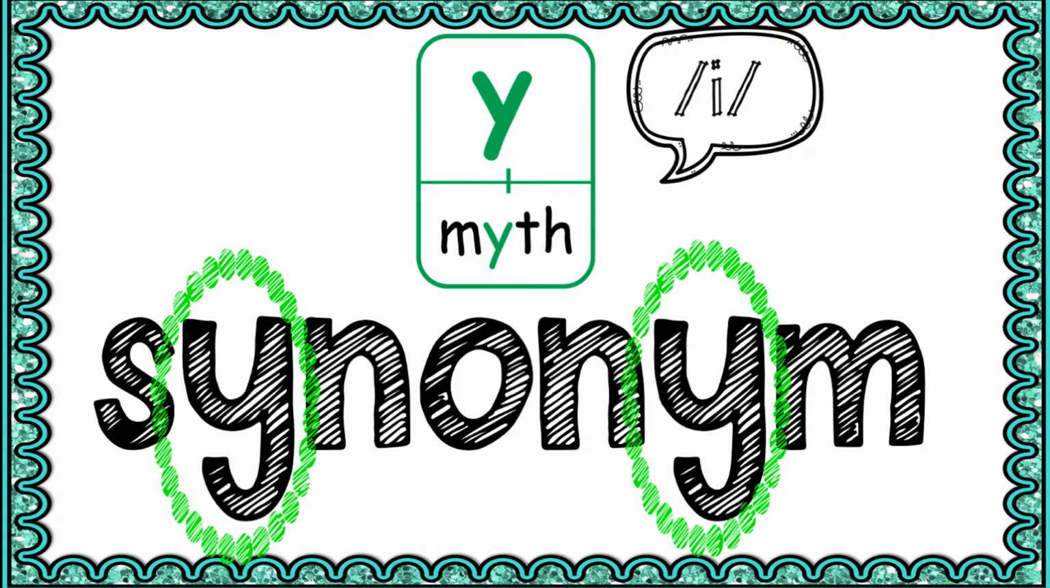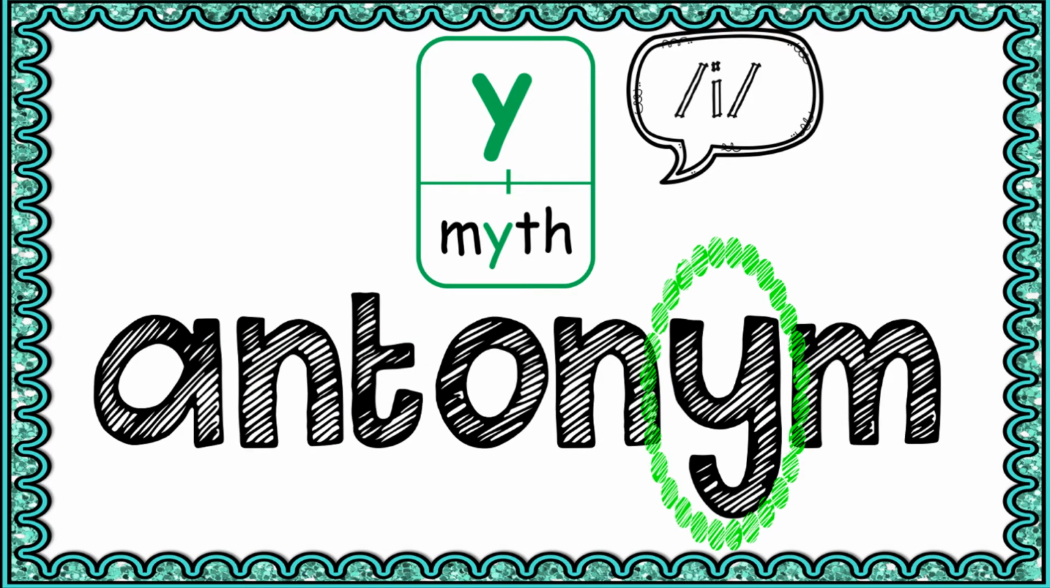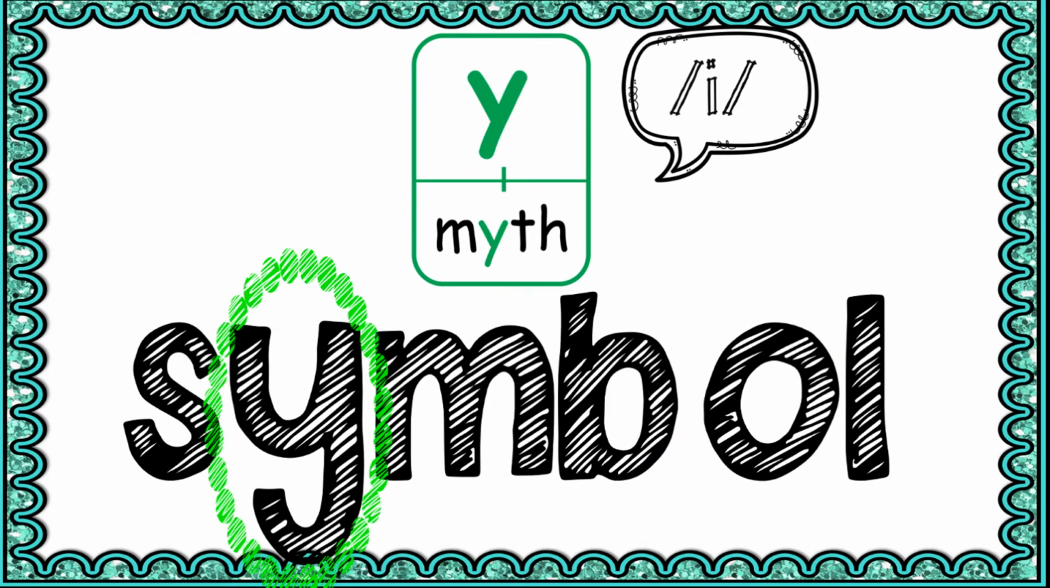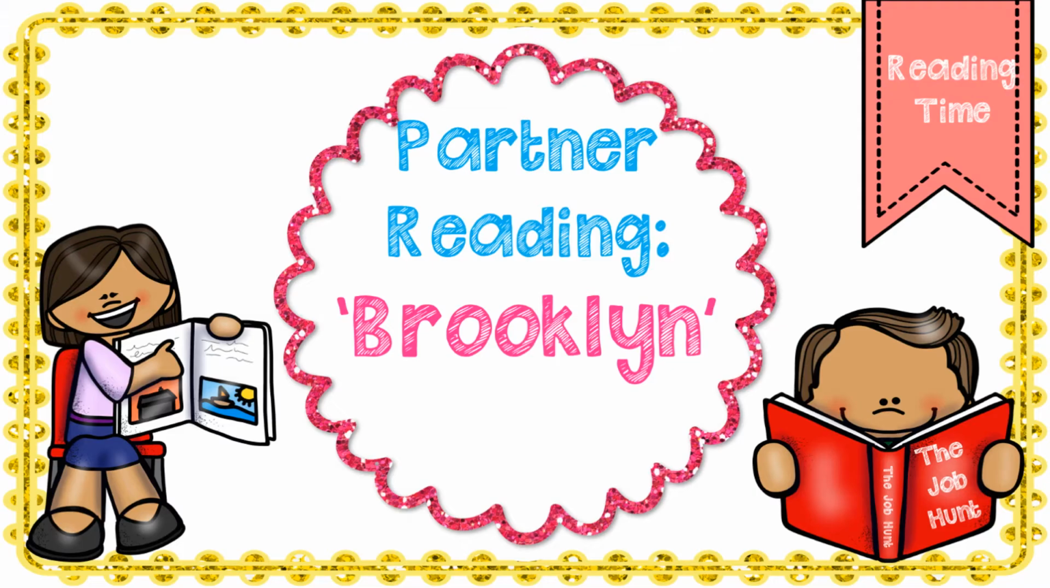Look at these words. These are some bigger words with those Y, those I sounds in them. Synonym. A synonym is a word that means the same. Do you remember that? Antonym. Oxygen. Symbol. Now we're going to focus on our story titled Brooklyn.